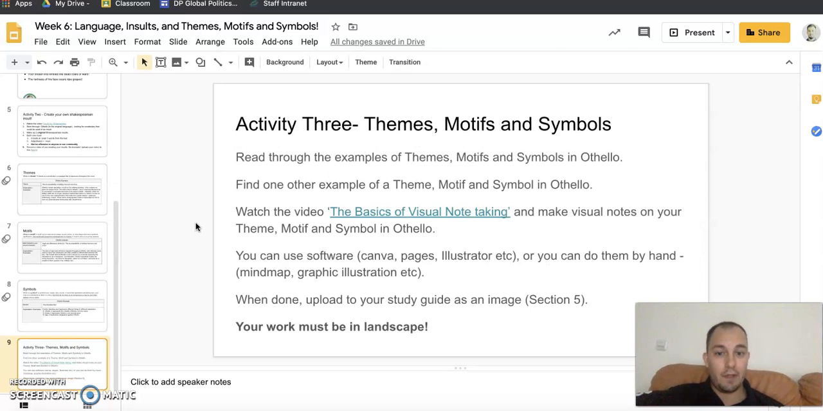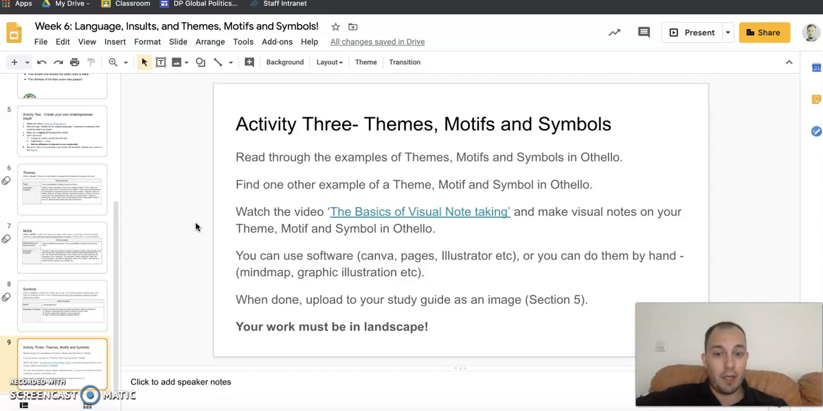So what you have to do is find one other example of a theme, a motif, and a symbol. Then watch the video, The Basics of Visual Note-Taking. And you're going to make visual notes on your theme, motif, and symbol. You can do this electronically if you want. You can use Canva, you can use Pages, Adobe Illustrator is quite good. Or you can do them by hand.